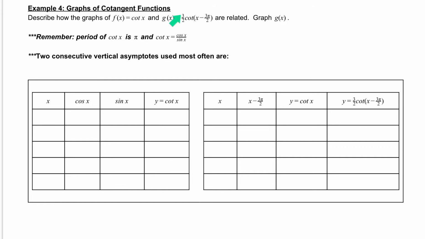One thing we should note is that we have this 3 over 2 in front, which is our amplitude. And since 3 over 2 is bigger than 1, we know that it's going to be stretched vertically. So we can say it's stretched vertically by a factor of 3 over 2.